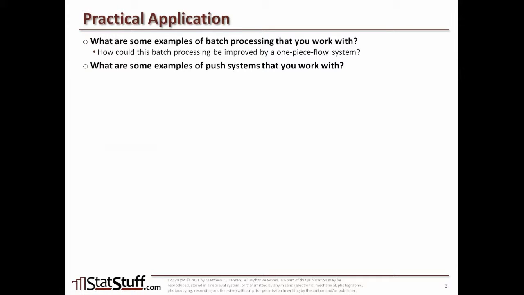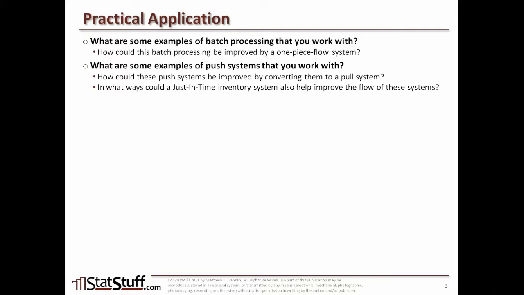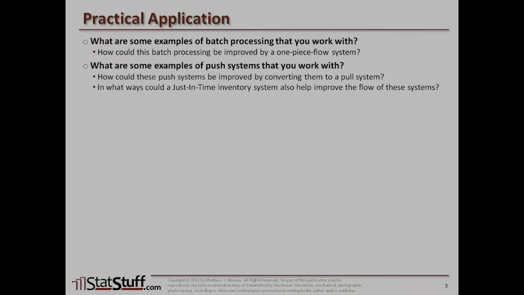Next, I want to ask, what are some examples of push systems that you might be working with? Again, push systems referring to things that are pushed down to you without necessarily being at your demand. Now, how could those push systems be improved if they were converted instead to a pull system where it is at your demand? And in what ways could a just-in-time inventory system help improve the flow of those types of systems?